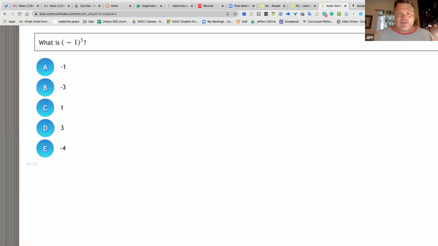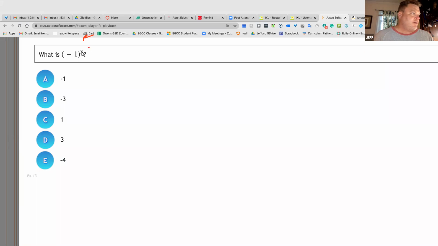Okay, on the math section, there's going to be a fair amount of exponent type questions, and that's these little numbers right here. That little number right there. And all we got to think about that number is a repeater.